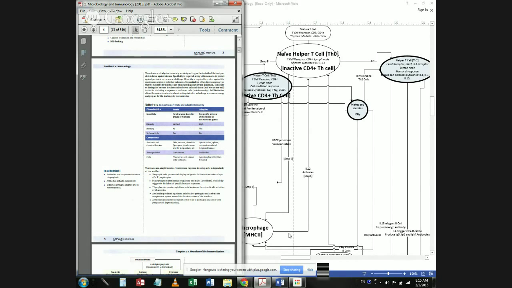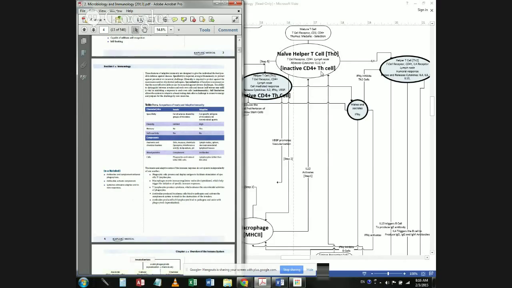They will then also produce IL-12, and they will kind of show, look at what I found. And the macrophages will then also secrete immunoregulatory molecules, cytokines, and I believe it's IL-12, which will help trigger the initiation of specific immune responses. Then these T lymphocytes will then produce all these cytokines, right?